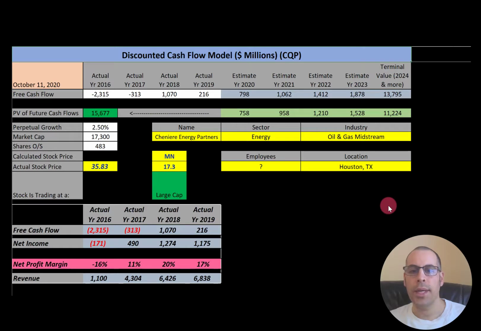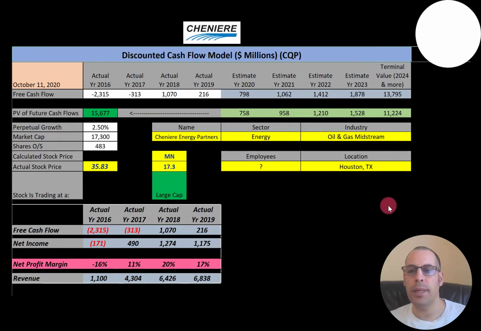Cheniere is an oil and gas midstream company. Midstream refers to points in the oil production process that fall between upstream and downstream. Midstream activities include the storage, processing, and transportation of petroleum. Let's get started with the model.